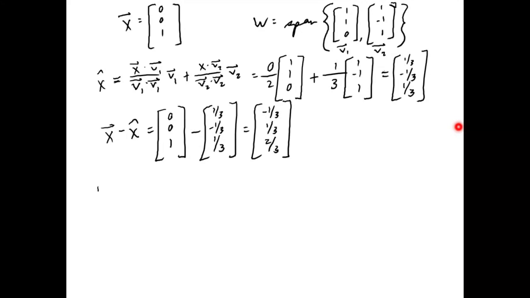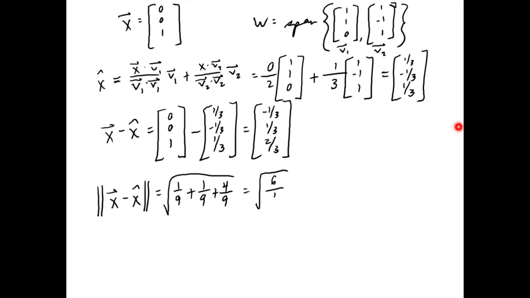And then finally, the distance is the magnitude of that vector. So it would be the square root of 1/9 plus 1/9 plus 4/9, which is the square root of 6/9, or if you want to get really fancy, radical 6 over 3. Okay, so that is now the distance from x to that subspace W. So orthogonal bases, and how they could be useful and how to find them. That is the end of the lesson. Thank you very much for watching.